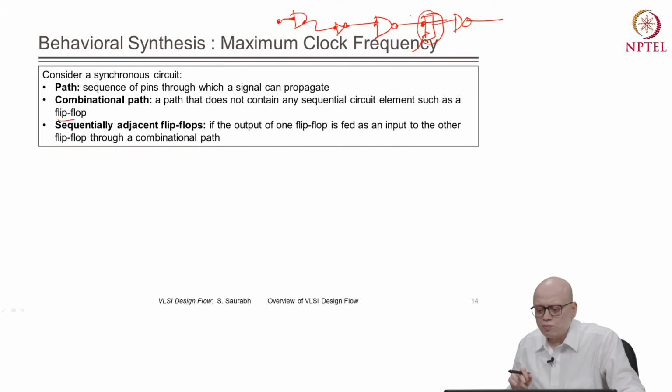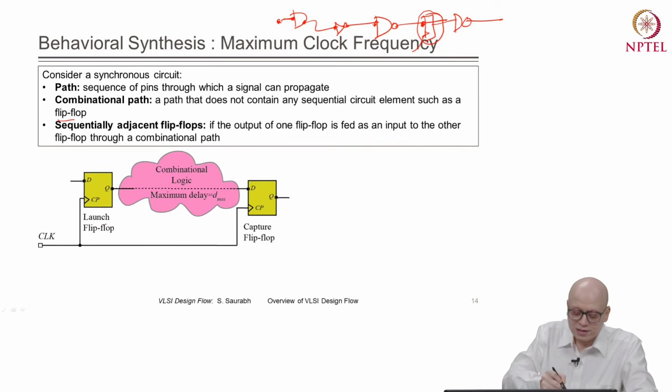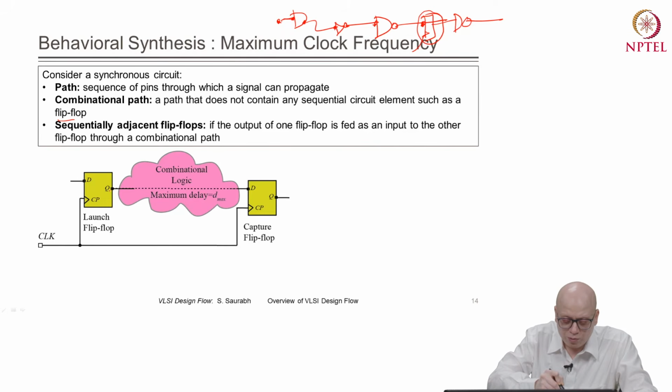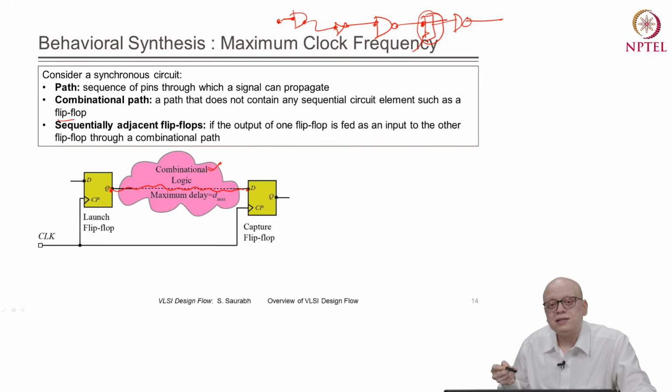Now if the output of one flip-flop is fed as an input to the other flip-flop through a combinational path only, then we say that it is a sequentially adjacent flip-flop. For example, consider this flip-flop. The Q output, the output from this Q pin goes to this D pin through the combinational logic only. So this pink cloud that is shown here consists of only combinational circuit elements, right? And therefore any path from this Q pin to D pin will pass through a combinational path only.